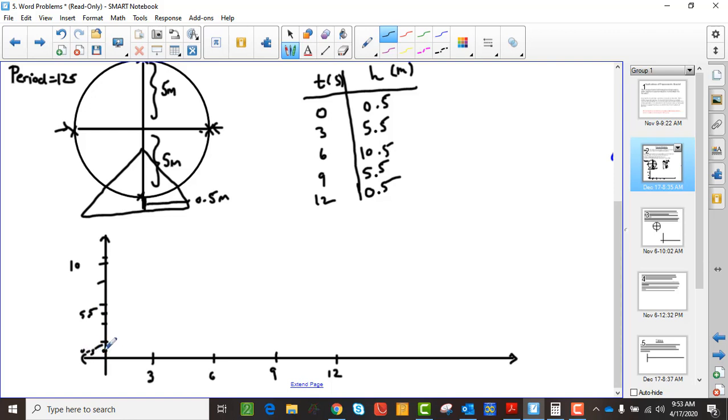Okay, so I start at 0.5, then at 3 I'm at 5.5, so we've labeled that here. Then I'm at 10.5 at 6, then I'm back to 5.5 at 9, and then finally I'm back down to 0.5 at 12. So my graph looks like this, okay?